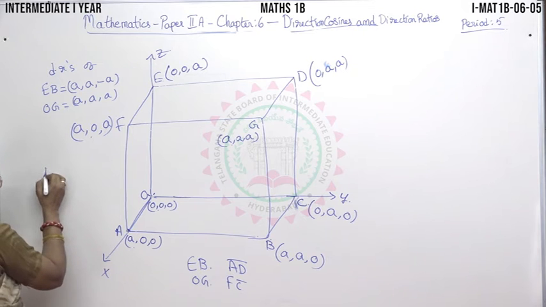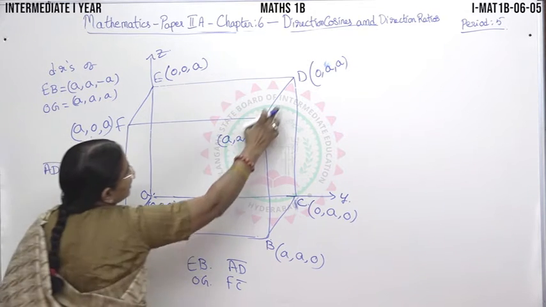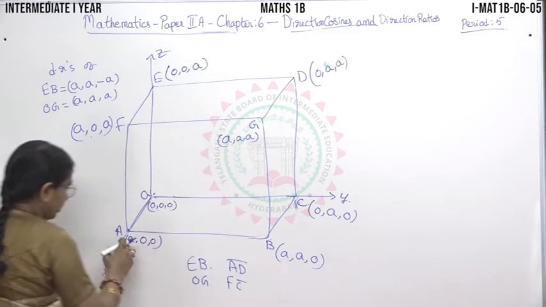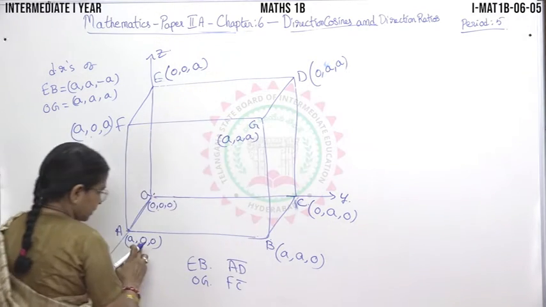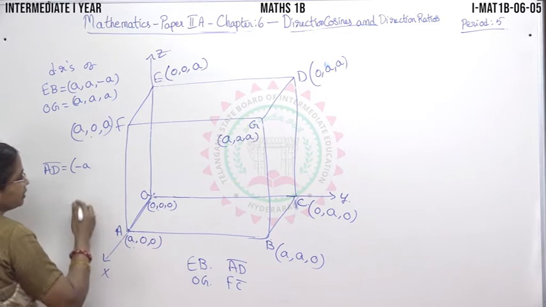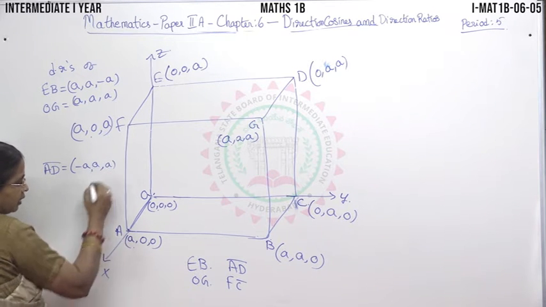Now the direction ratios of A and D. A is here, D is here. So subtract 0 minus a, so minus a, and then a minus 0, y2 minus y1, z2 minus z1, like that. So a and then again a.